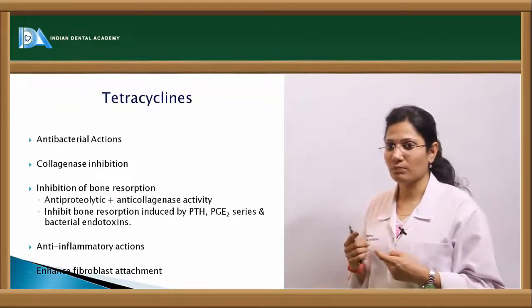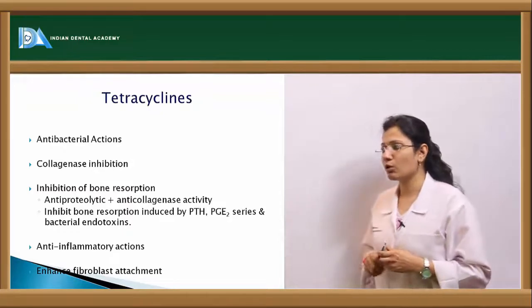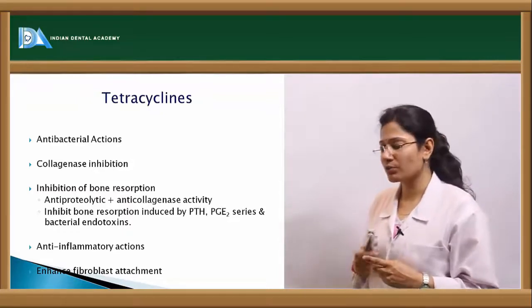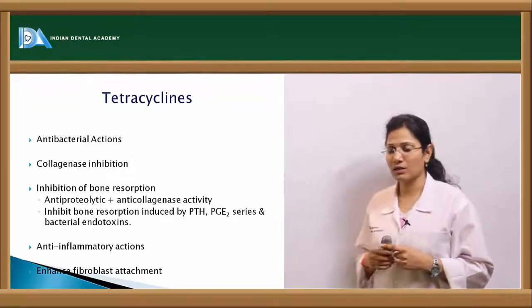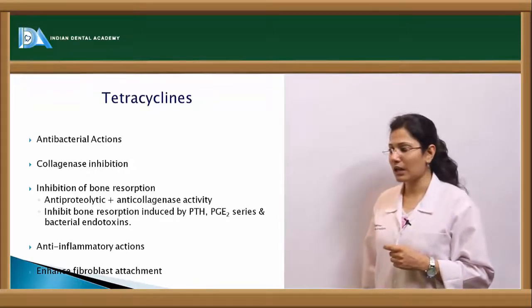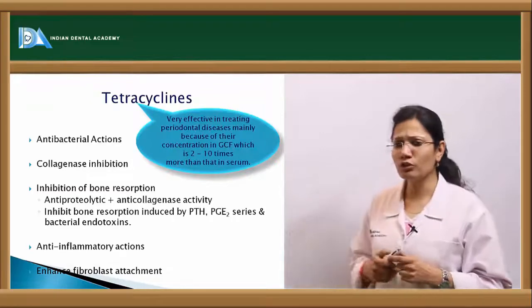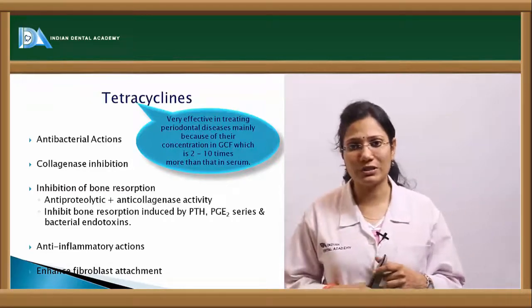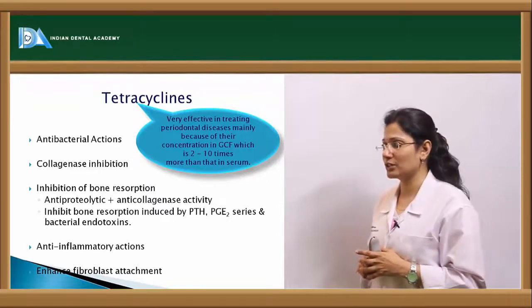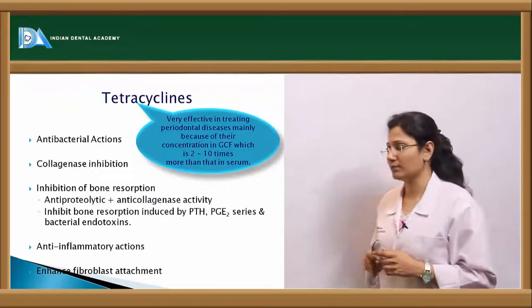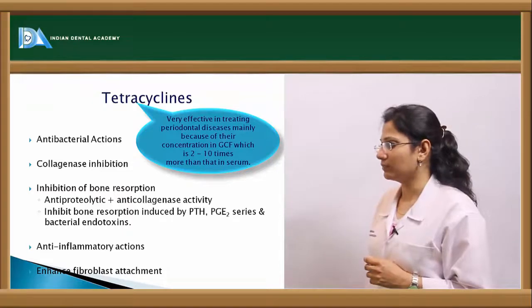Now, the inhibition of bone resorption is caused by the anti-proteolytic, that is the anti-collagenolytic, and anti-resorptive activity. They inhibit bone resorption which is induced by parathyroid hormone, the prostaglandin E2 series, and bacterial endotoxins. One of the most important properties of tetracyclines is that the concentration of tetracycline in the GCF is about 2 to 10 times that in the serum.